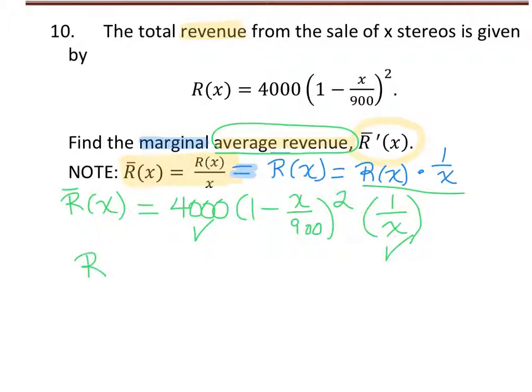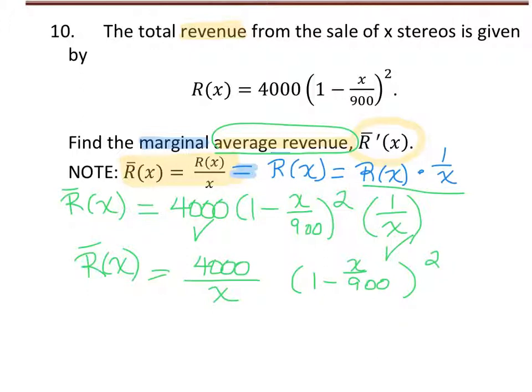So R bar, the average revenue, is going to be equal to 4,000 divided by x times 1 minus x over 900, quantity squared. And then I'm going to actually try to write that in a way that's simpler for you to understand as well.